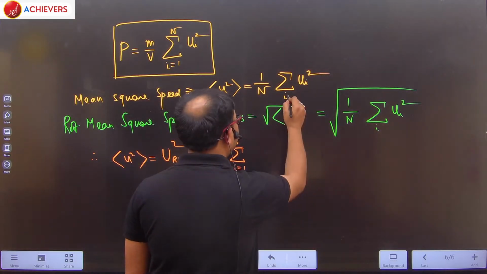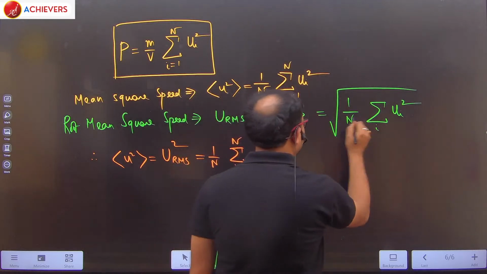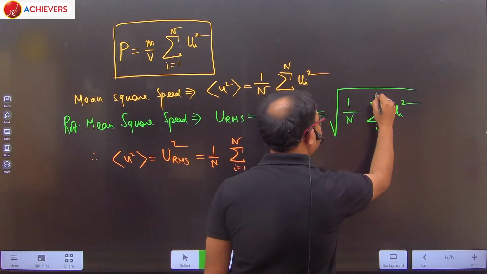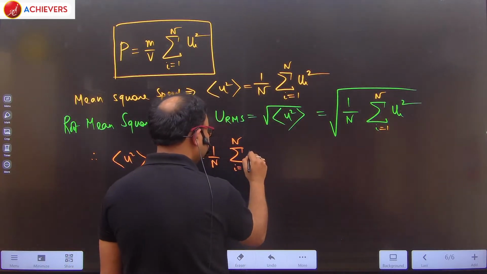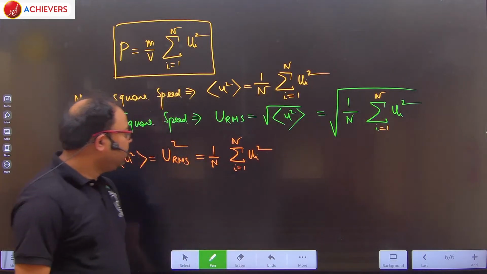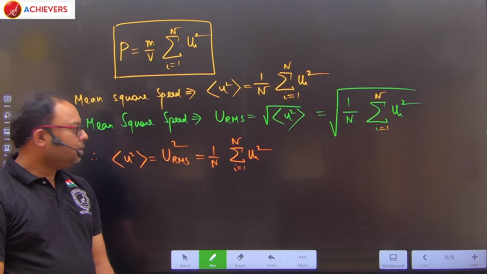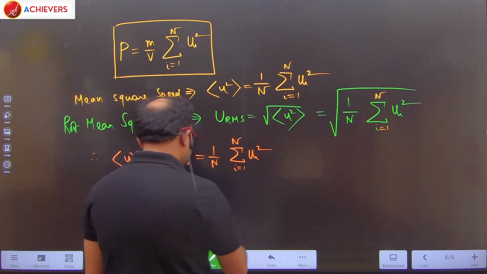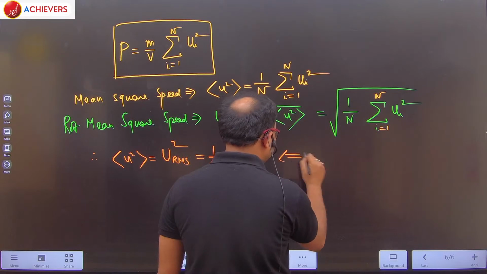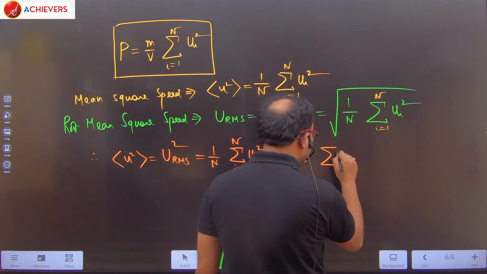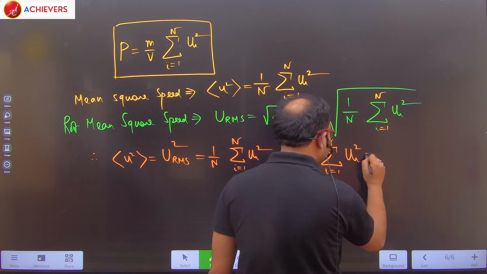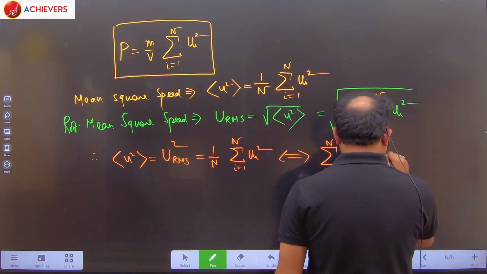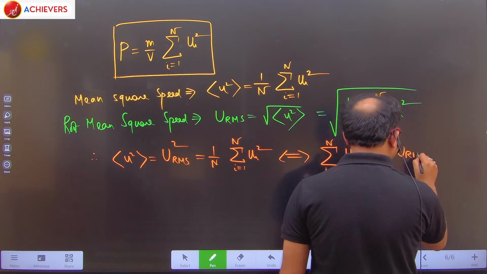Put the limits, i equal to 1 to n, i equal to 1 to n. ui square. Therefore, from here one can write summation over i equal to 1 to n ui square is nothing but n multiplied by u RMS square.